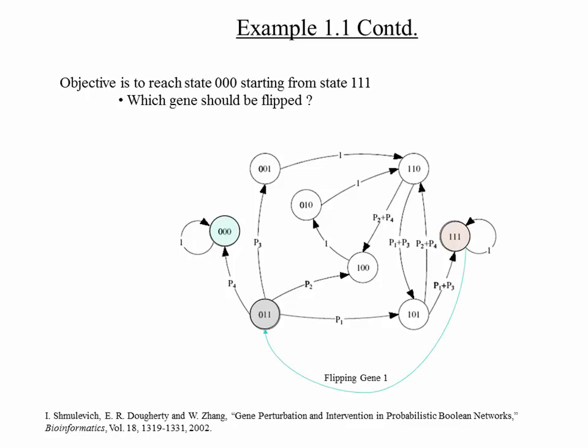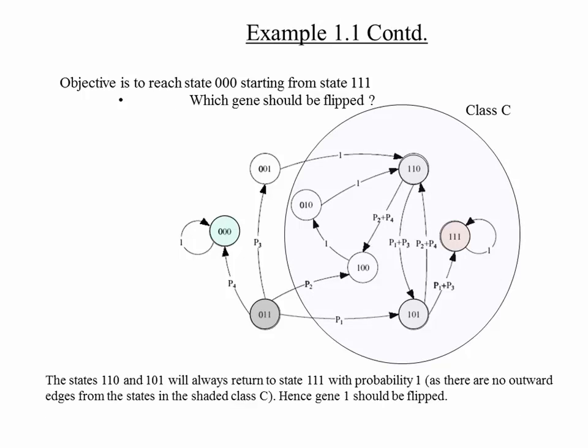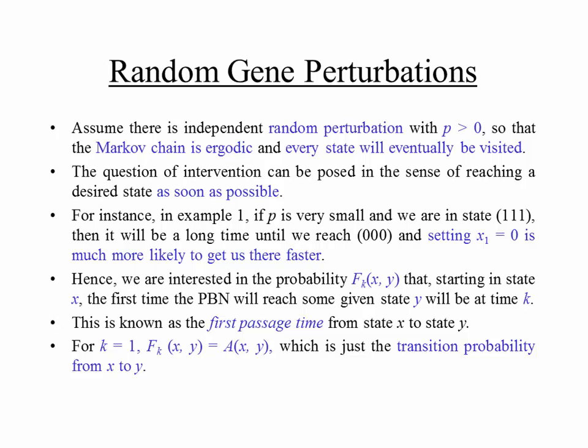So if you want to use the theory of Markov chains, instead of just looking at this figure and flipping one gene and trying to see, where here we got lucky because in those other two cases the thing was stuck, you want to avoid this situation and get a systematic procedure. So we introduce that random perturbation. Assume that there is independent random perturbation with little p greater than 0 so that the Markov chain is ergodic. Ergodic means all states in the Markov chain communicate. You can go from any state to any other state and every state will eventually be visited.